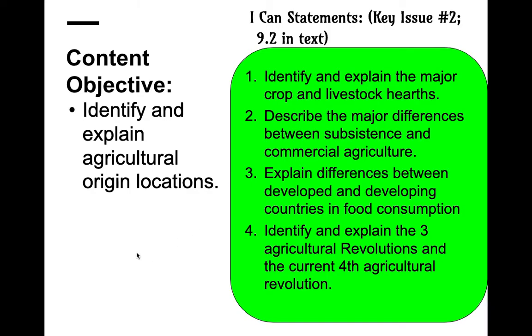Chapter 9, Key Issue 2, Agriculture. Content Objective: Identify and explain agriculture origin locations.